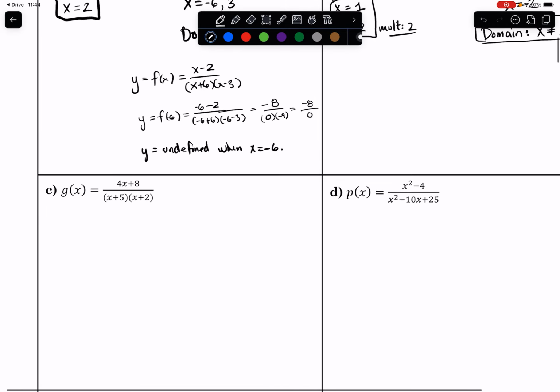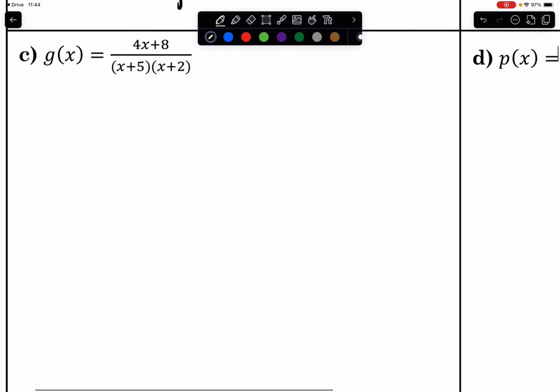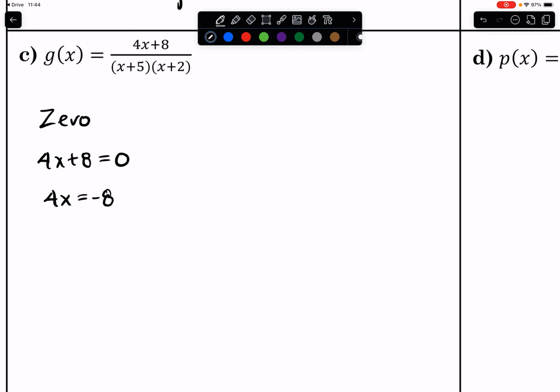Let's now move on to the next example. So the same thing here. To find the zero, we're going to get 4x plus 8, the numerator function, and set that equal to 0. This equation requires us to subtract 8 from both sides. We will then divide by 4, and negative 8 divided by 4 is negative 2.